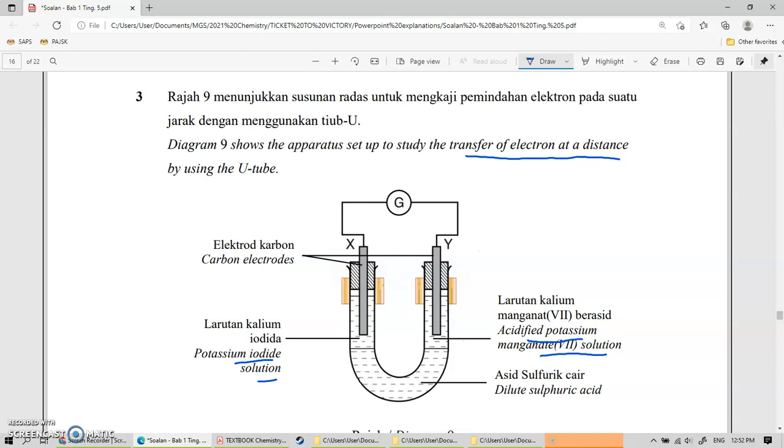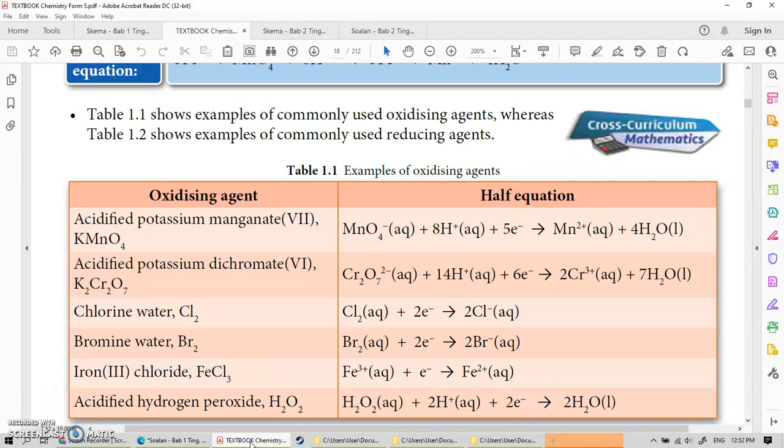The first thing we must do is to identify which one is the oxidizing agent. For this, I've told you before in class to make sure you memorize all the oxidizing agents: acidified potassium manganate 7, KMnO4, acidified potassium dichromate 6, K2Cr2O7, chlorine water, bromine water, iron 3 chloride FeCl3, and acidified hydrogen peroxide H2O2. Just memorize the oxidizing agents. Do not memorize both oxidizing and reducing agents because you might confuse yourself.